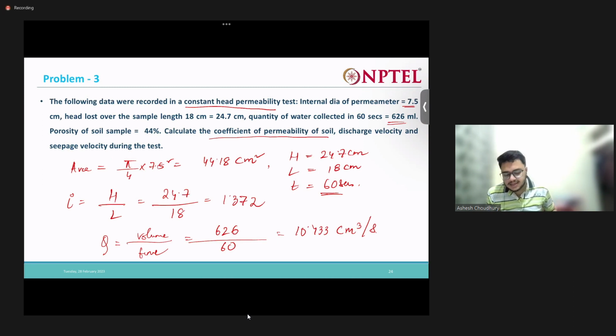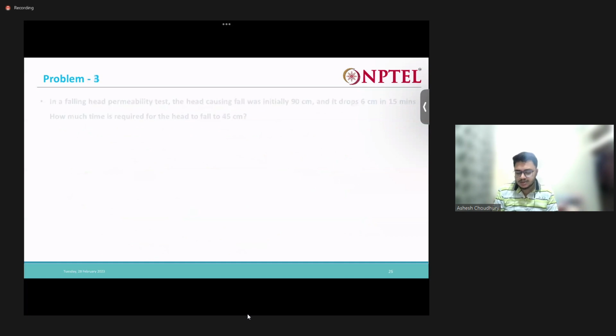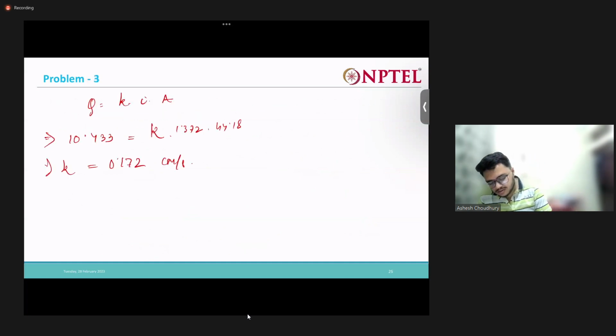Now the next task is to determine the discharge velocity and the seepage velocity. Okay, so what was the relation between the discharge velocity and seepage velocity? Can you remember? What was the relation between seepage velocity and what you can also call the superficial velocity? This one is not discharge velocity; you can call it a superficial velocity. What was the relation between the superficial velocity and seepage velocity? If you can recall, what was the relation between Vs and V?